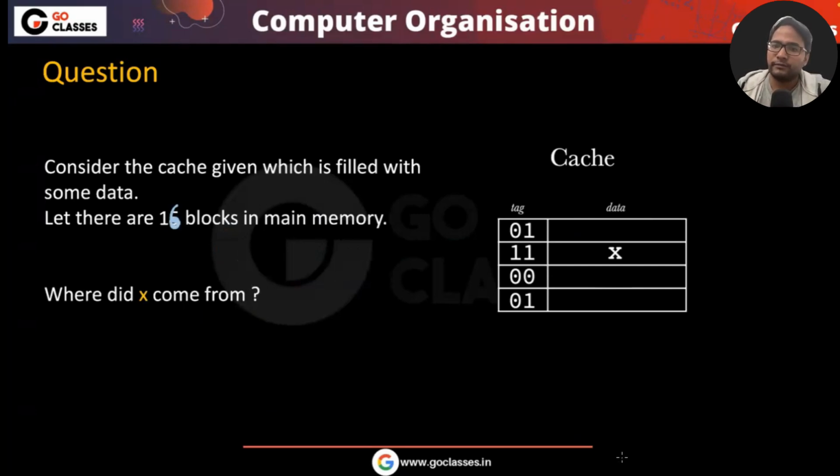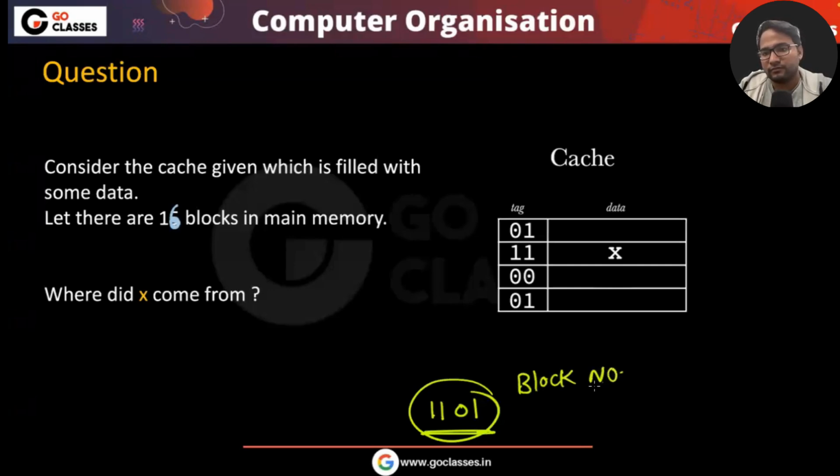Which block? So tag is 1, 1, right? Tag is 1, 1, and the line number is 0, 1. It means what? This is the block number, isn't it? So what is it? This is 13, right? This is 13. Okay, understood.